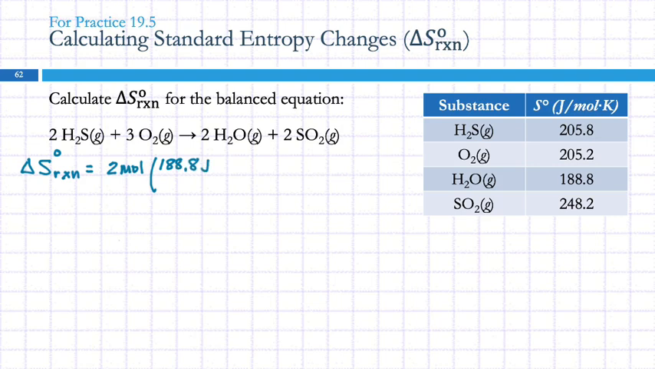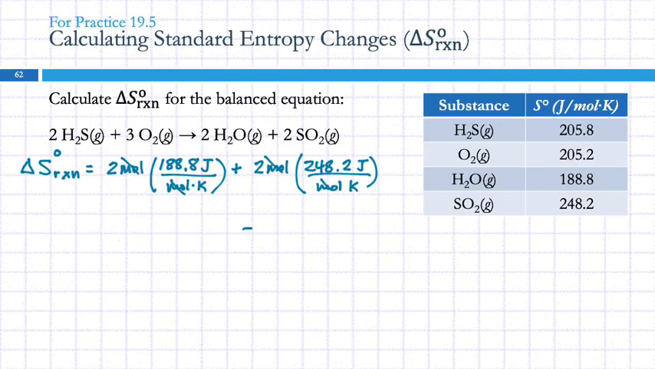188.8 joules per mole Kelvin, plus the entropy of SO2. We have 2 moles of that times the entropy of SO2, 248.2 joules per mole Kelvin. So those are the products. And then we're going to subtract the reactants.